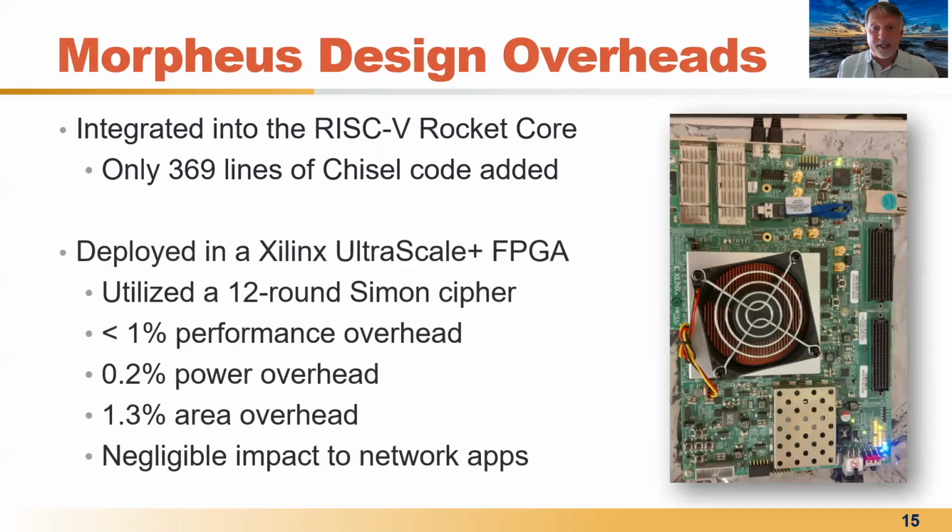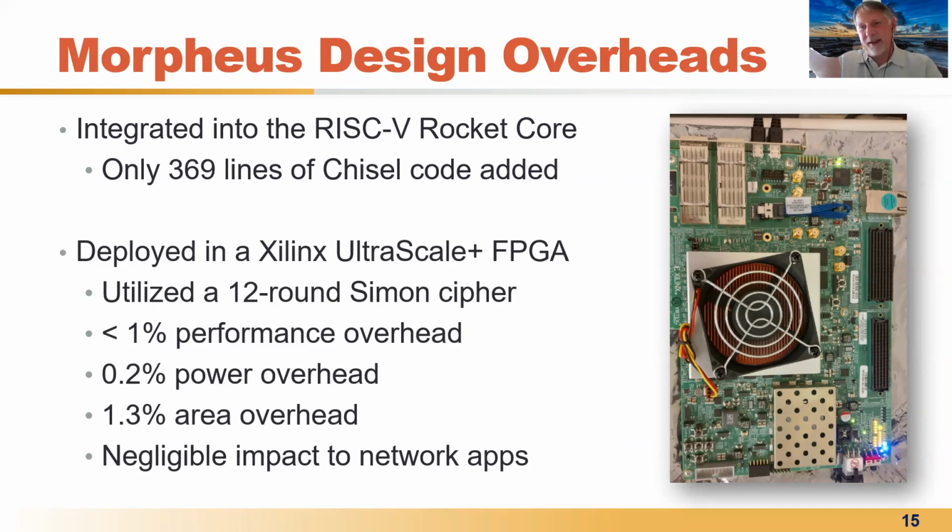Our crypto engine was a 12-round Simon cipher. That's not full-strength Simon. It's what we could fit in one cycle of the RISC-V Rocket Core. But that is semi-strong crypto. That is not like XORing with a key. You have to do cryptanalysis to reverse engineer that within the time it takes to churn.